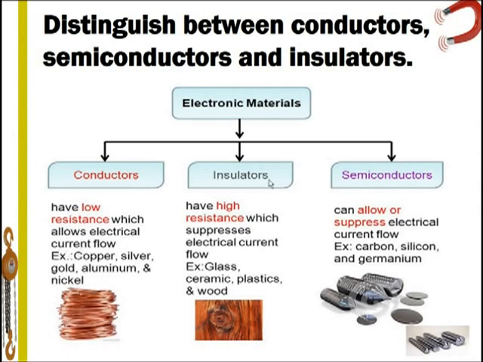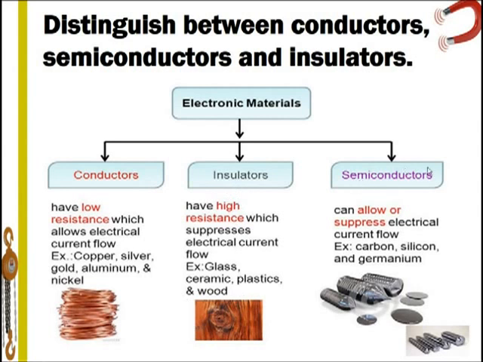Now if we cross over to insulators, insulating materials tend to have high resistance. In other words, they impede or suppress the electrical flow of current. And so when we talk about an insulator with high resistance, we can quote, for example, glass, ceramics, plastic, and even wood. So these are examples of insulators.